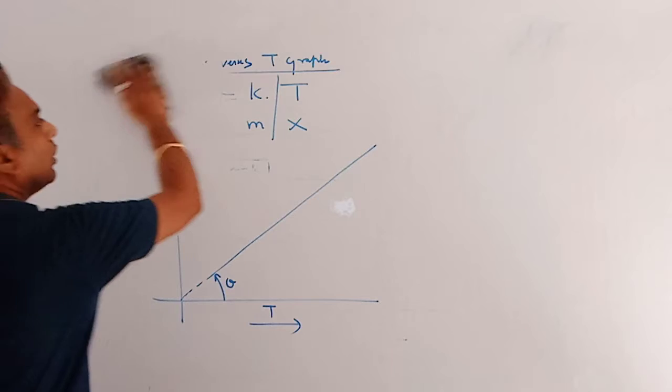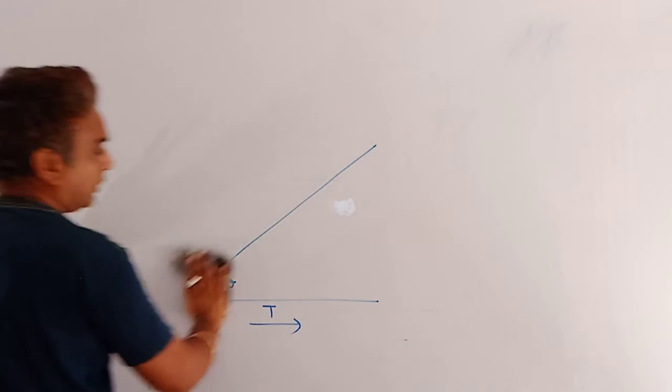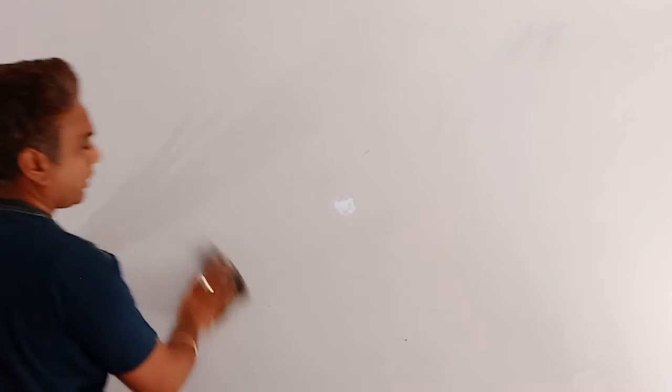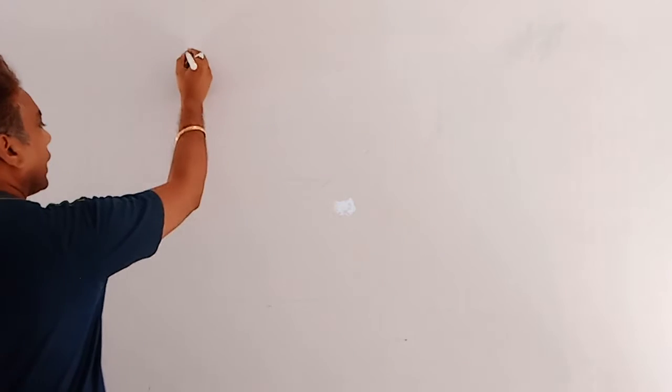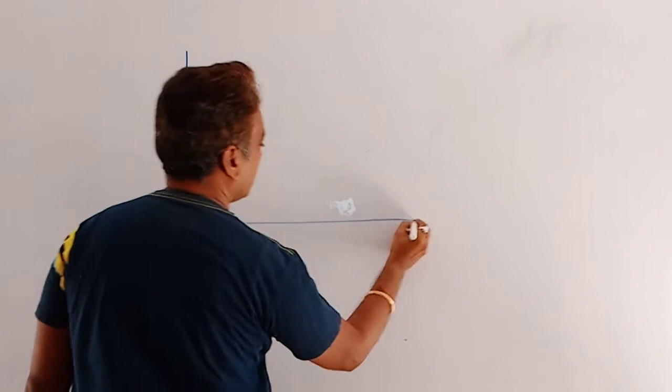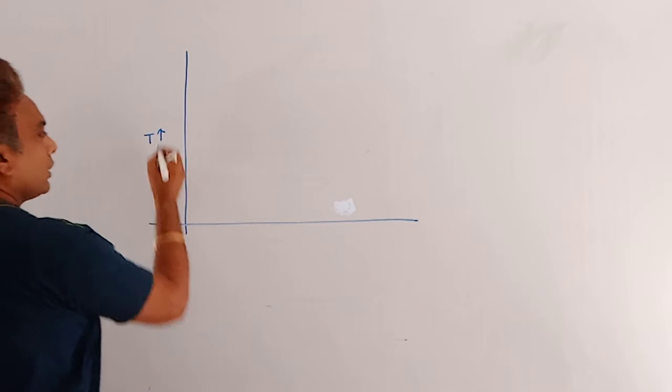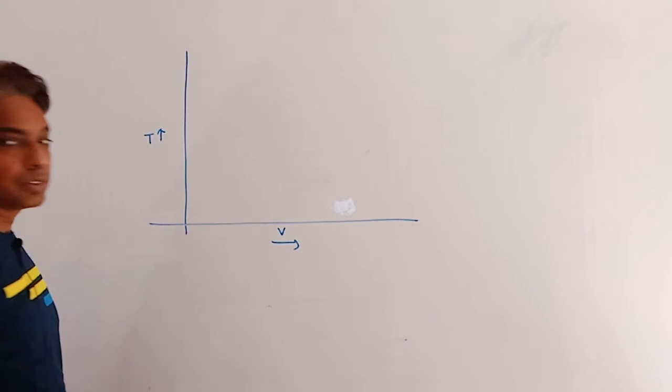Now suppose at different constant pressures the graph between volume versus temperature is drawn and a question is asked, arrange these pressures in ascending or descending order, then how will you solve that? Suppose a graph is given like temperature versus volume graph, which is for Charles' law.